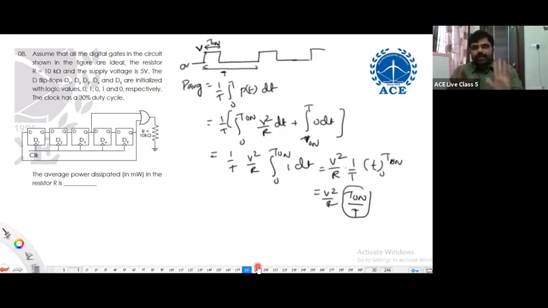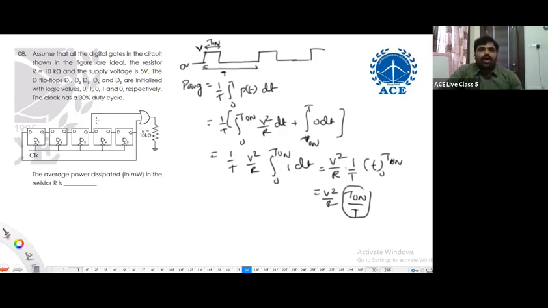So what is the waveform we are applying across the resistor? In that, V is voltage, R is resistance. V square by R is power, and average power we can calculate as 1 by T integral 0 to T of f of t dt, where f is power of t. So 1 by T integral 0 to T on, the voltage we have is V, so V square by R dt, plus the integral T on to T, where the power is 0 because V is 0. Now if I expand this, finally we get V square by R into T on by T. Very simple question. That's it.